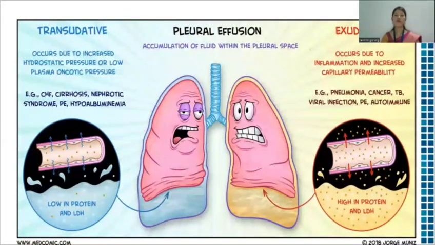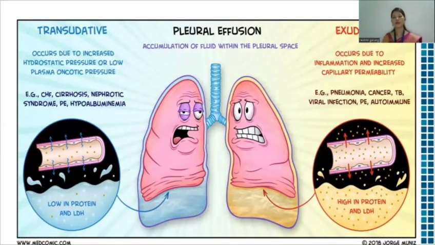Next, coming to the types of pleural effusion. There are basically two types: one is transudative pleural effusion and one is exudative pleural effusion. In transudative pleural effusion, there is a non-inflammatory type of pleural fluid collection, and the color is pale yellowish straw color. This is due to an increase in hydrostatic pressure, like in case of congestive heart failure, and also in case of cirrhosis, nephrotic syndrome, and hypoalbuminemia.